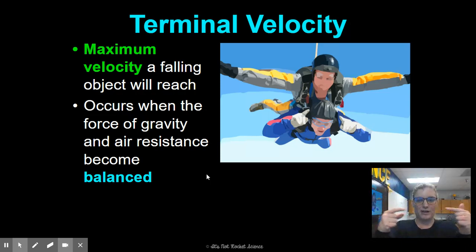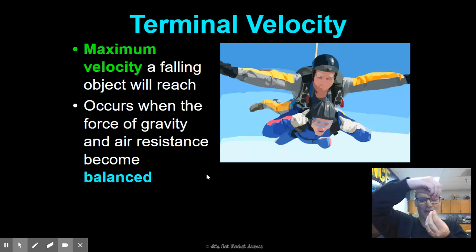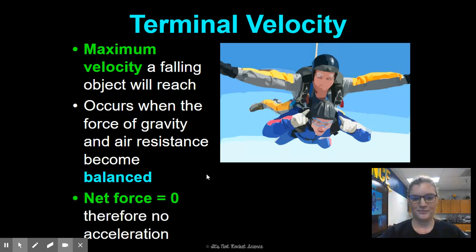So instead of having our balanced forces on the book where we're not moving this way, we can't go any faster because gravity and your air resistance are kind of going at the same speed. So we have a net force of 0, meaning we have no acceleration. So while I'm still moving, I'm not speeding up like with gravity or slowing down. I'm just going at a constant rate, which is that maximum velocity we hit.